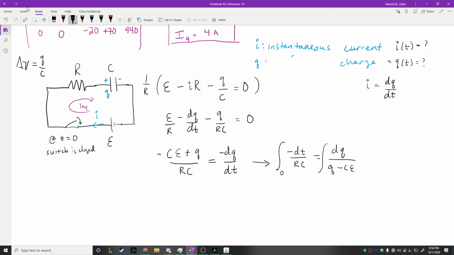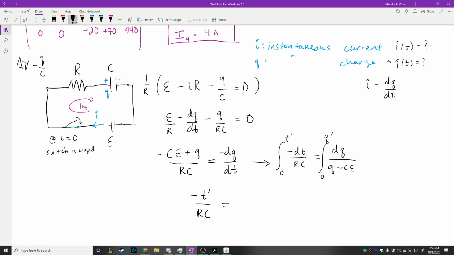On the left-hand side, we're going to go from 0 to t prime, t prime being an arbitrary time in the future. On the right-hand side, we're going to go from 0 to q prime, an arbitrary charge at some later time in the future on the capacitor. The left-hand side of our integral, very simple. It's just going to become negative t prime over rc.